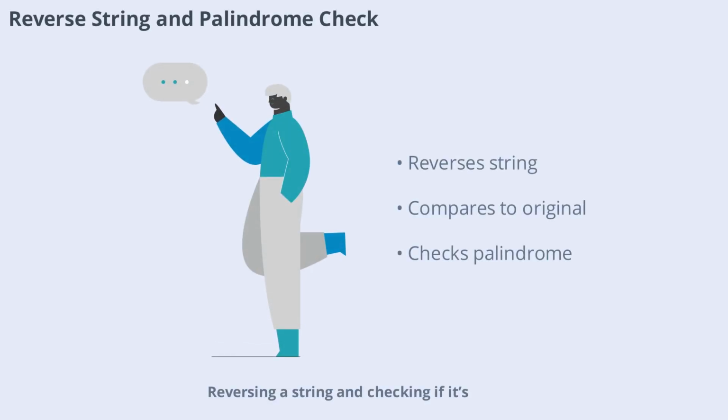Reversing a string and checking if it's a palindrome is a classic string manipulation task. The program reverses the string and compares it to the original, printing whether it's a palindrome. This logic is widely used in text validation and algorithmic challenges.